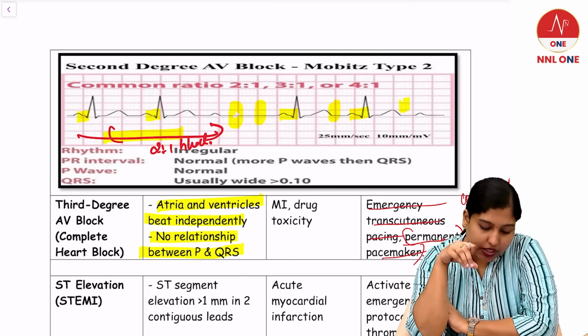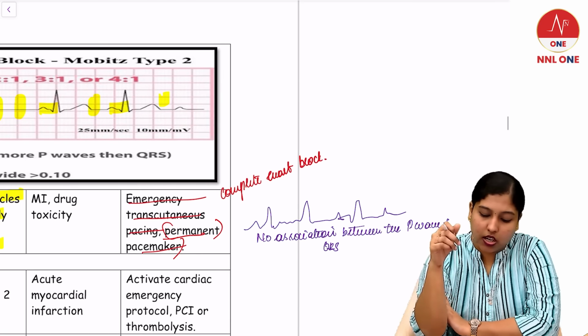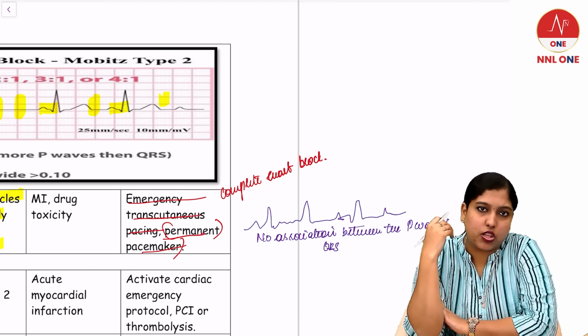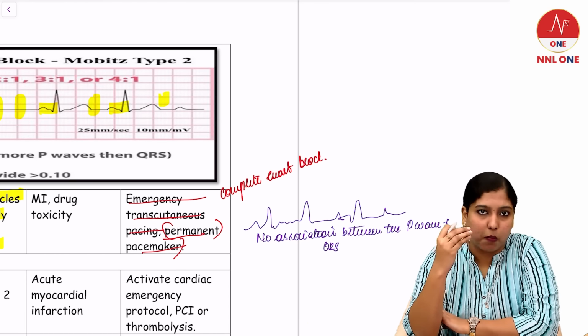But here, while pointing out the ECG, you have to see that there will be no association between the P wave and the QRS complexes in this case of complete heart block.